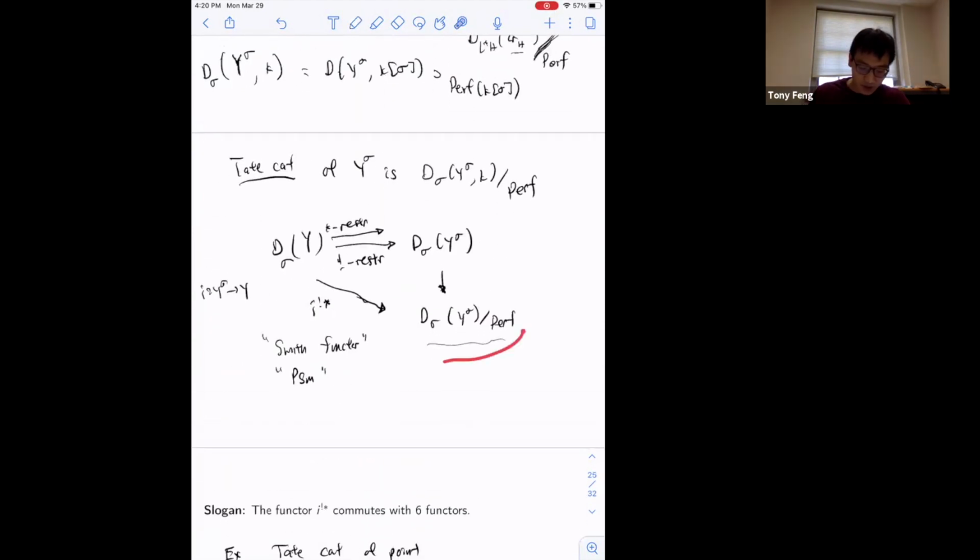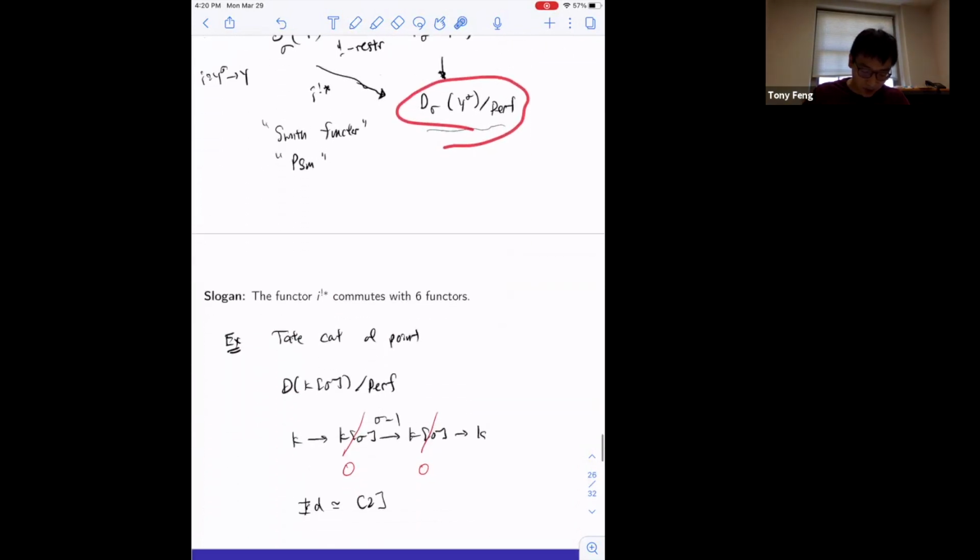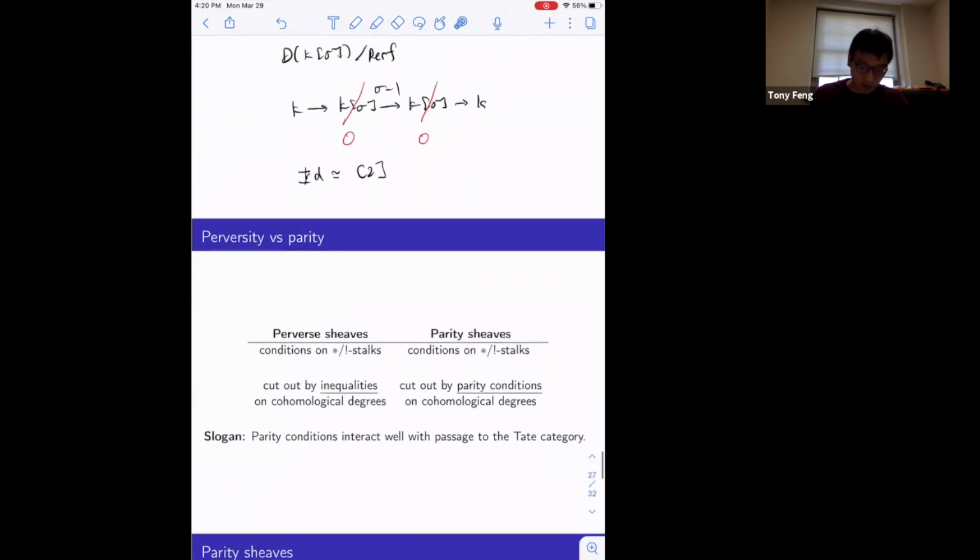Okay, so that was meant to be motivation for replacing in this story perverse sheaves by parity sheaves. They are defined like perverse sheaves. They're defined by conditions on their streak and star stalks. But whereas perverse sheaves are cut out by inequalities on their cohomological degrees, parity sheaves are cut out by parity conditions on cohomological degrees. And the right column makes good sense even if you reduce cohomological degree mod 2, whereas this one doesn't. So the slogan is that parity sheaves interact well with passage to this Tate category because reducing something mod 2 doesn't destroy parity conditions.